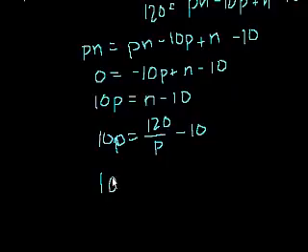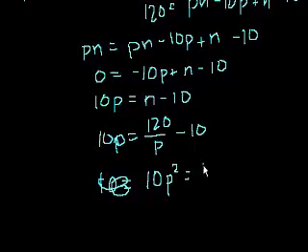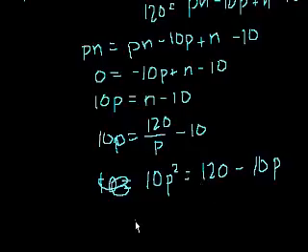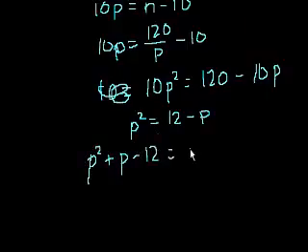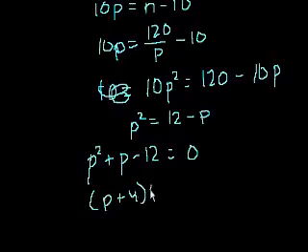So you get 10P squared is equal to 120 minus 10P. Let's divide both sides by 10 just to get rid of them. So you get P squared is equal to 12 minus P. Let's take these onto the left-hand side. So you get P squared plus P minus 12 is equal to 0. We have a quadratic. We can just factor it. That is P plus 4 times P minus 3 is equal to 0.